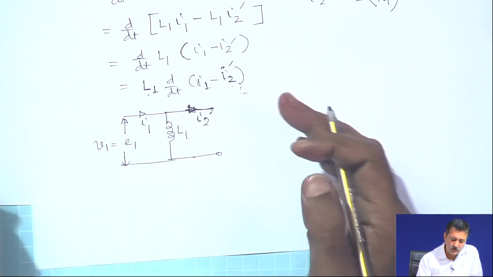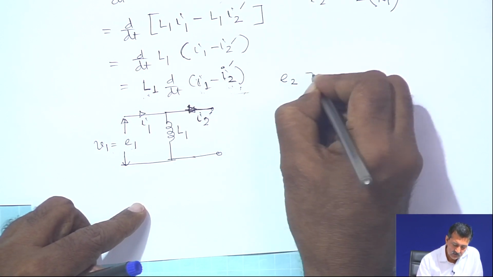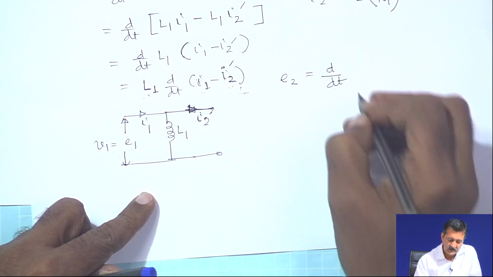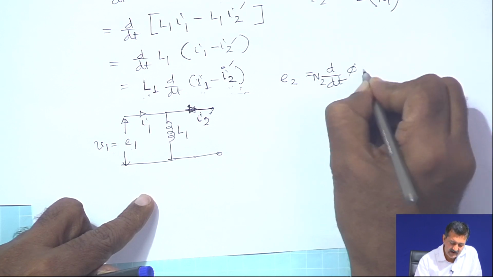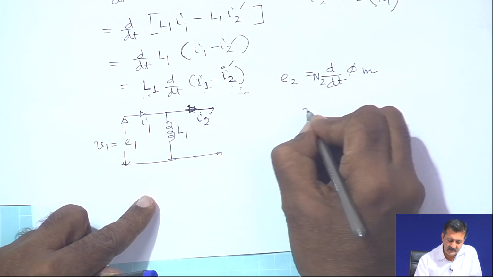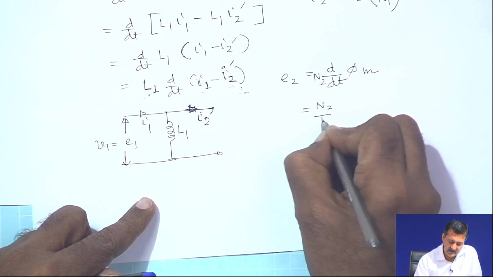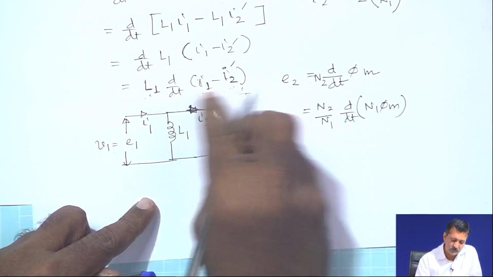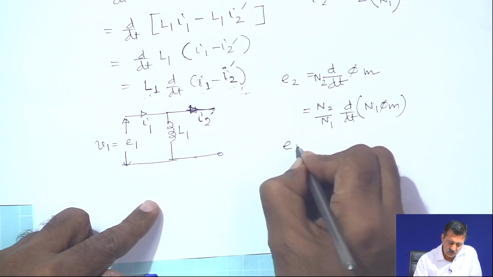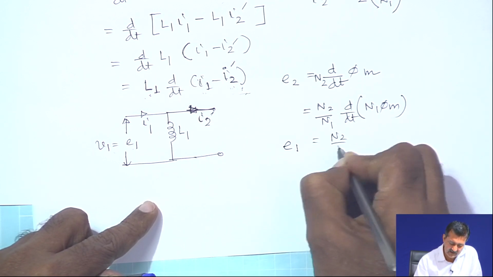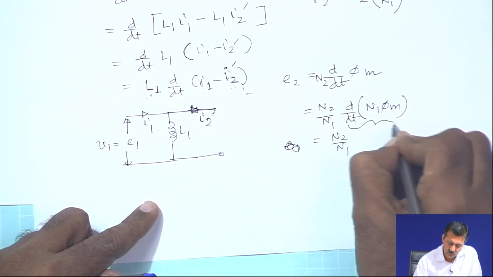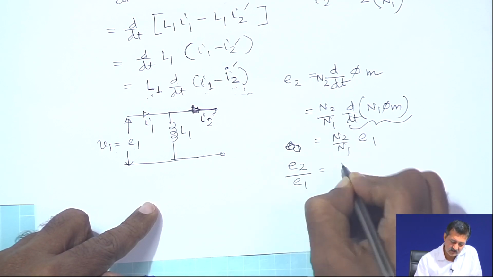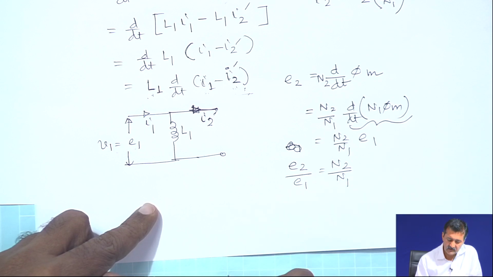So, what is the other unknown here? The other unknown is E 2, and E 2 will be going by what law? It will be simply going by the same law. It is N 2 d phi m by dt, which is nothing but N 2 by N 1 into d dt of N 1 phi m, which we have already found out. So, this is nothing but U 1, and we get E 2 by U 1 is equal to N 2 by N 1, right.